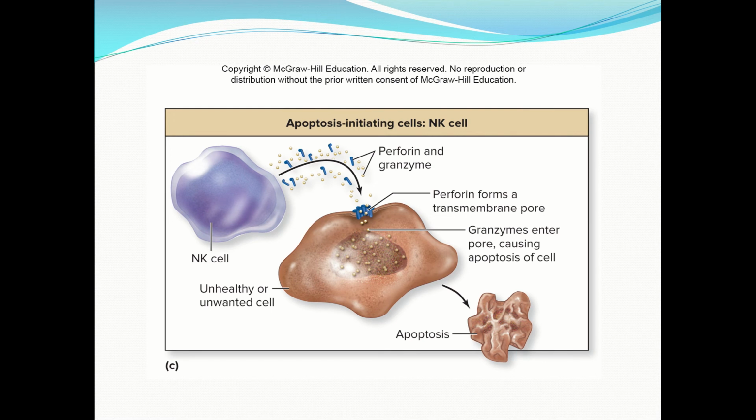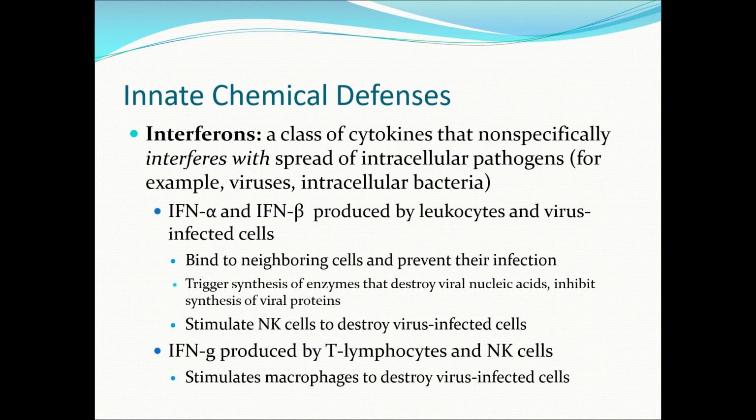Perforin forms a transmembrane pore. Granzymes enter the pore, causing apoptosis of the cell, and the unhealthy or unwanted cell dies. Chemical defenses include interferons, which are a class of cytokines that are nonspecifically interfering with the spread of intracellular pathogens, for example, viruses and intracellular bacteria.